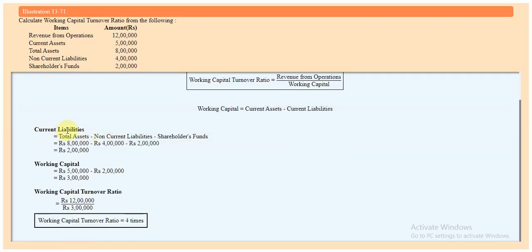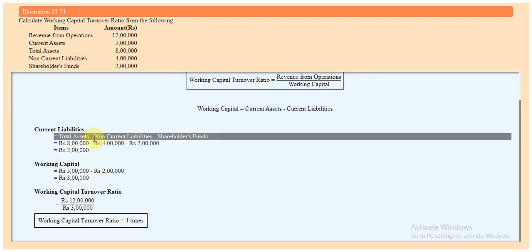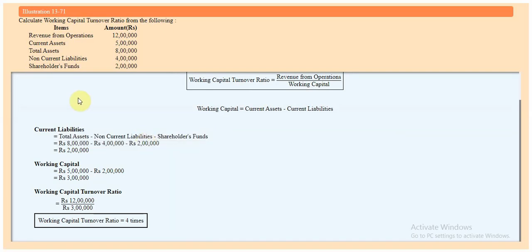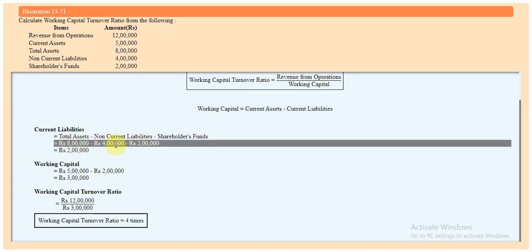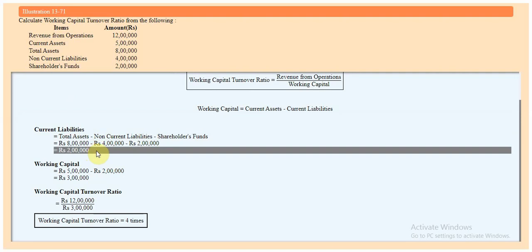How do we find the current liabilities, friends? We know that in the balance sheet the total of the asset side will be equal to the total of the liabilities side, the equity and liabilities side. So they have the total assets given here, rupees 8 lakh. So this will be the total of the equity and liabilities side also. So from that total, we will have to subtract the equity portion and the non-current liabilities to get the amount of current liabilities. So total assets minus non-current liabilities minus shareholders funds or equity. So substituting the numbers here, we find that current liabilities is rupees 2 lakh.